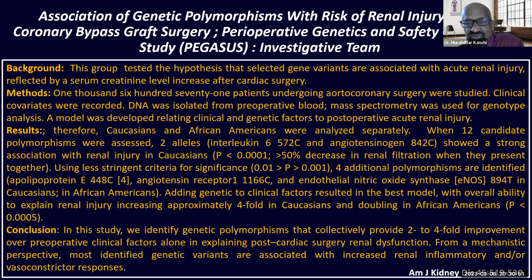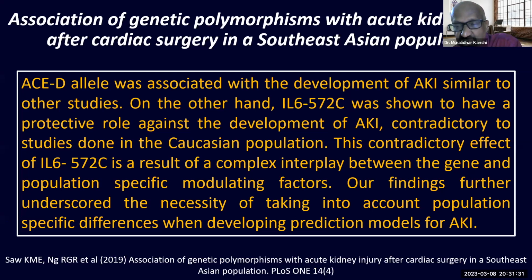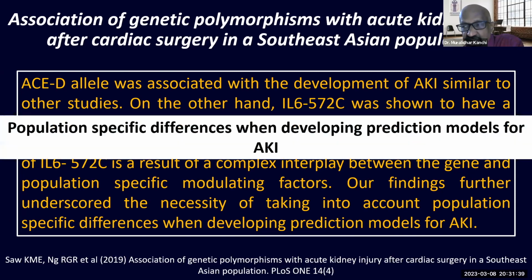Several workers have looked to see if there is any genetic predisposition to acute kidney injury in these patients, because the observation is that two patients having the same risk factors may behave differently when subjected to this insult. This led to the thinking that there may be some genetic influences, and at least 9 genetic markers have been identified in the Caucasian population. This study was also demonstrated in Singapore in the Southeast Asian population, that population-based studies are necessary to identify the genetic predisposition to kidney injury in these patients.